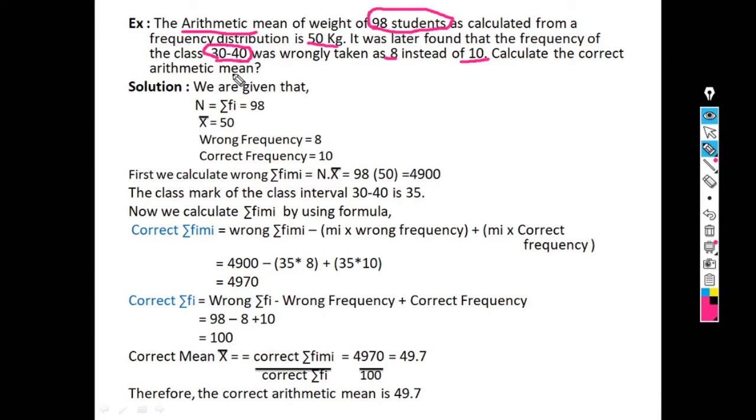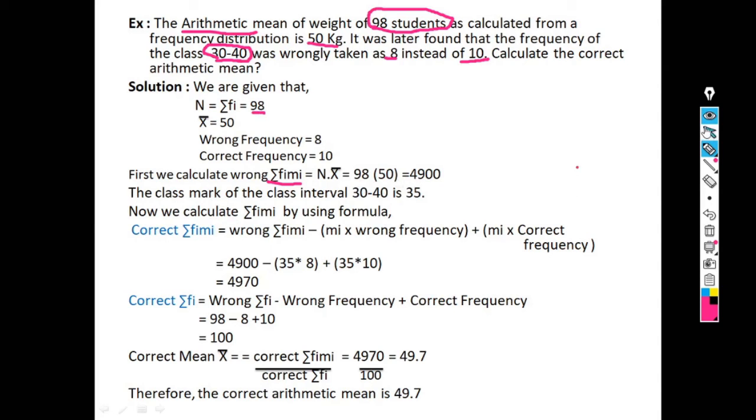Since class interval is given, we can first use the formula for arithmetic mean. X bar is equal to summation of fi mi divided by summation of fi. So first we calculate wrong summation of fi mi, first step of the procedure. So wrong summation of fi mi is calculated by using the formula n into x bar. Here n is 98 and x bar is 50. So 98 into 50 is 4900.